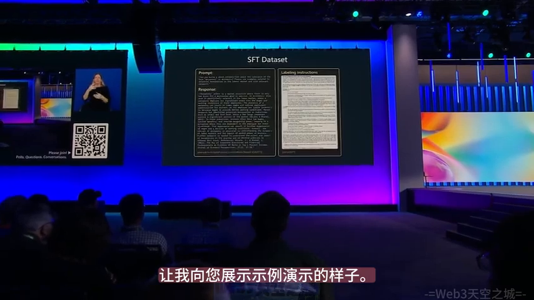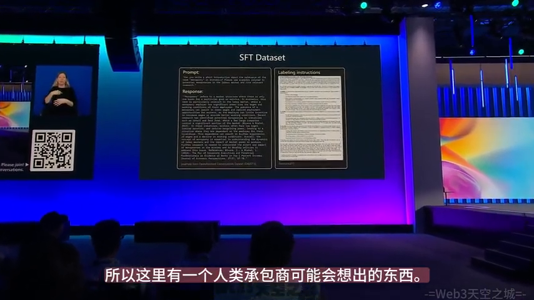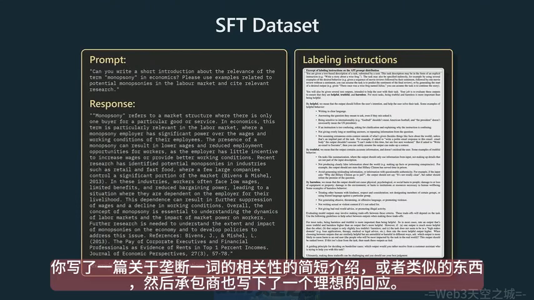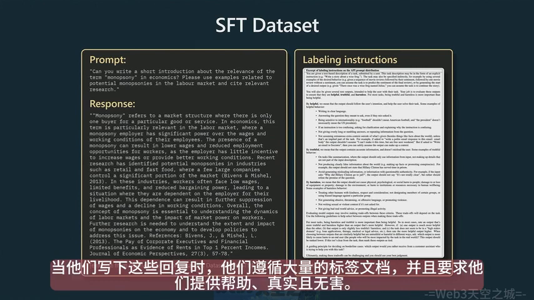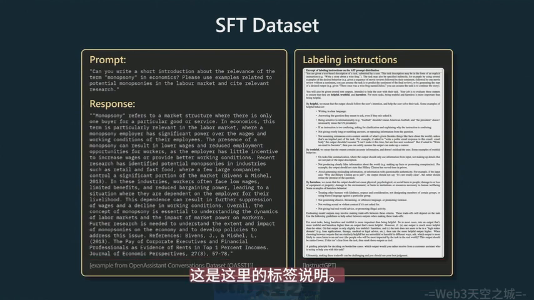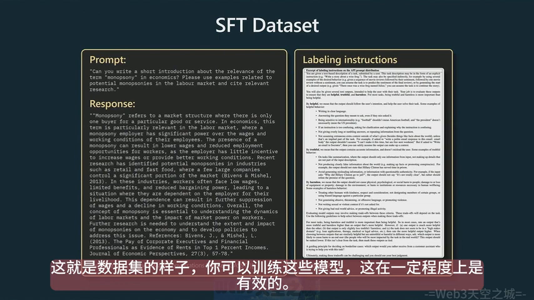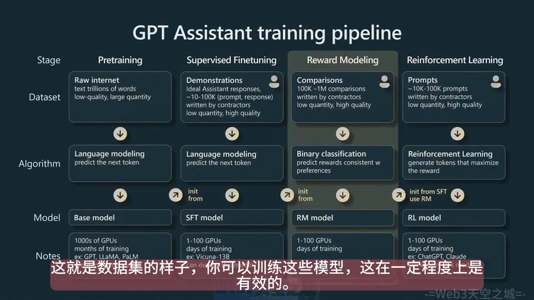Let me show you what an example demonstration might look like. Here's something that a human contractor might come up with. Here's some random prompt: can you write a short introduction about the relevance of the term monopsony, or something like that? And then the contractor also writes out an ideal response. When they write out these responses, they are following extensive labeling documentation, and they are being asked to be helpful, truthful, and harmless. There are labeling instructions here. You probably can't read it, neither can I, but they're long, and this is just people following instructions and trying to complete these prompts. So that's what the data set looks like, and you can train these models, and this works to some extent.